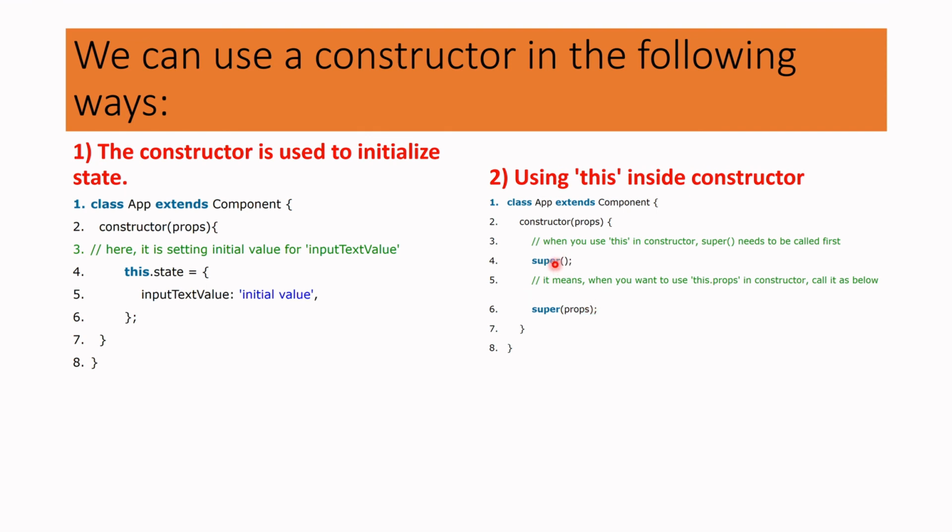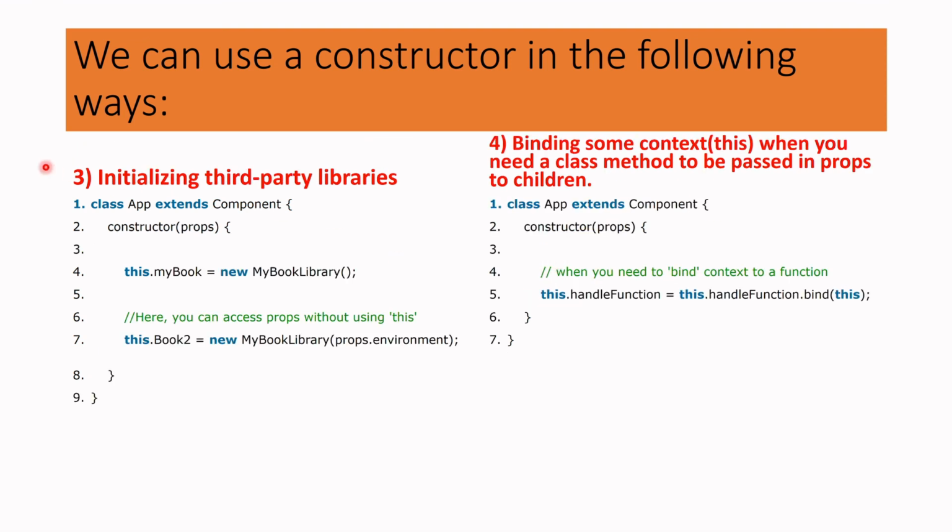Okay, some concept is also inside the third party library. If we have a class component, we have to write constructor props, then we have to pass this.book, and you have to pass the library. So you are initializing your state here, and then you are writing this.book for your own purpose. You can access the props without using this. So this.book equals new library, and then we have to pass props.environment. Some of these concepts you have to learn and remember while coding.